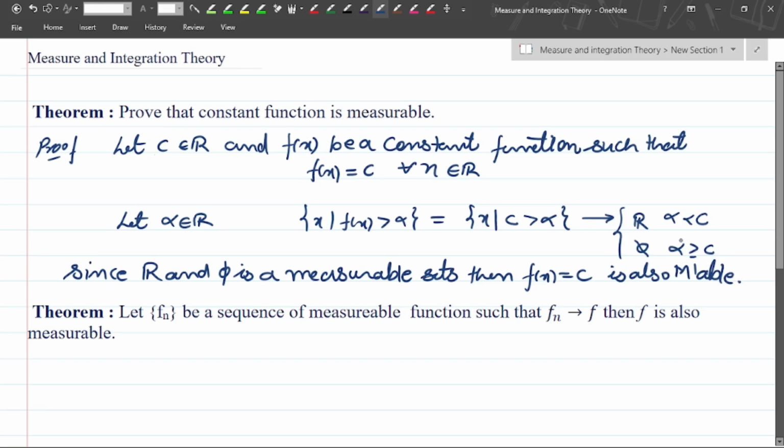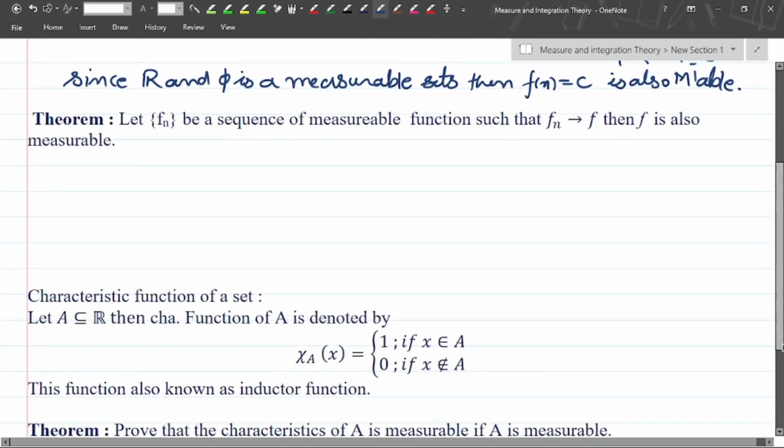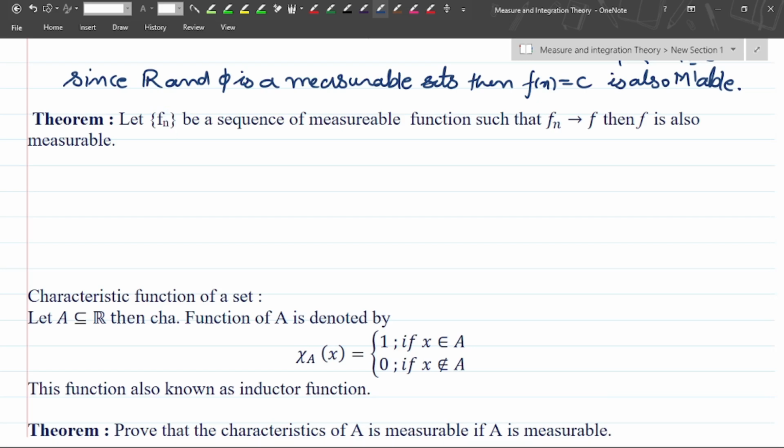So we just wrote the constant function in terms of the real numbers or the phi set. This is a short proof. Next theorem: let f_n be a sequence of measurable functions such that f_n tends to f, meaning f_n converges to f. Then f is also measurable. It says that if a sequence of measurable functions converges to a function, then that function is also measurable.